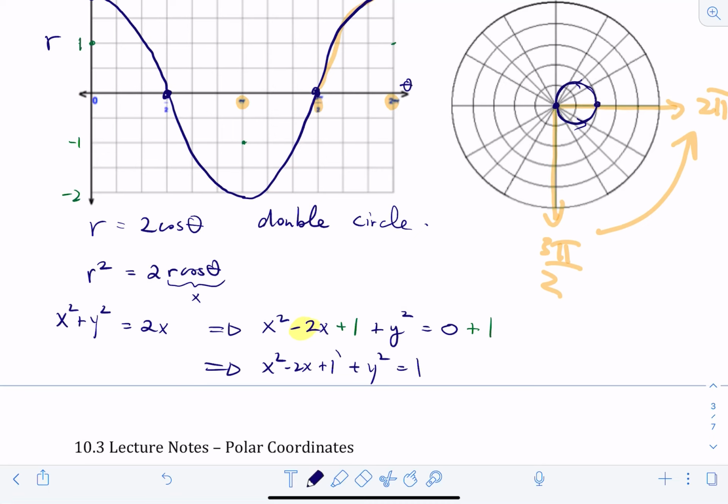But this front part is a perfect square, and that guy becomes x minus 1 squared plus y squared is equal to 1. This is a circle of radius 1, centered at 1, 0. And when you look at our graph up above there, that's exactly what we got.